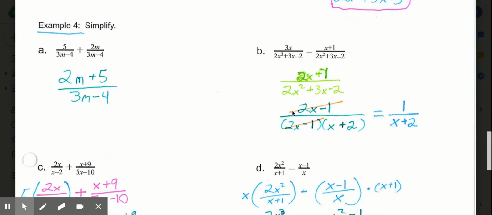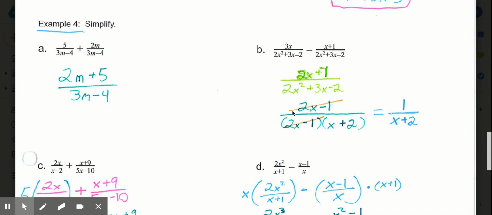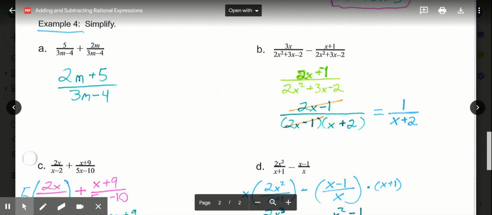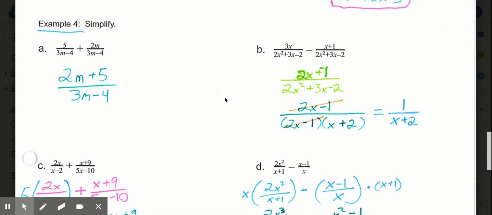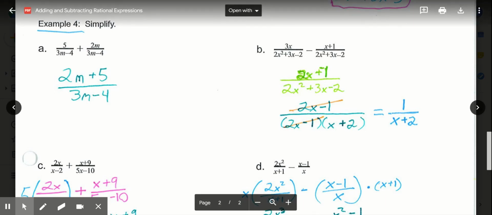So looking now at a few of these examples, in A, they already have the common denominator, so we just have to combine the numerators. 2m plus 5 over 3m minus 4. Check to simplify, which we cannot do, so we'll move on to B.